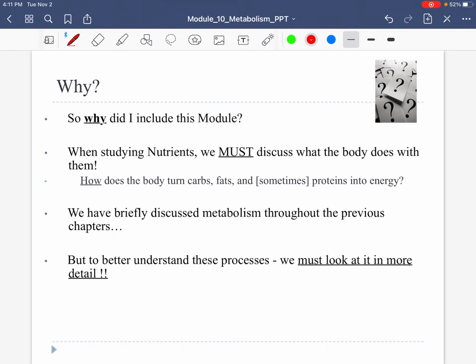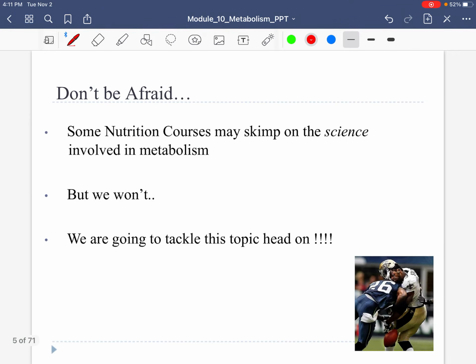Now, why include a chapter on metabolism? Well, because if we're going to talk about nutrition, we have to. We spent a chapter talking about digestion and absorption, didn't we? So it's only logical that we talk about metabolism, right? When we talk about our nutrients, they get digested, then they get absorbed, and then they get metabolized, oftentimes for energy. So it's just a logical thing. We have talked a little bit about it here and there, but this topic definitely deserves its own chapter.